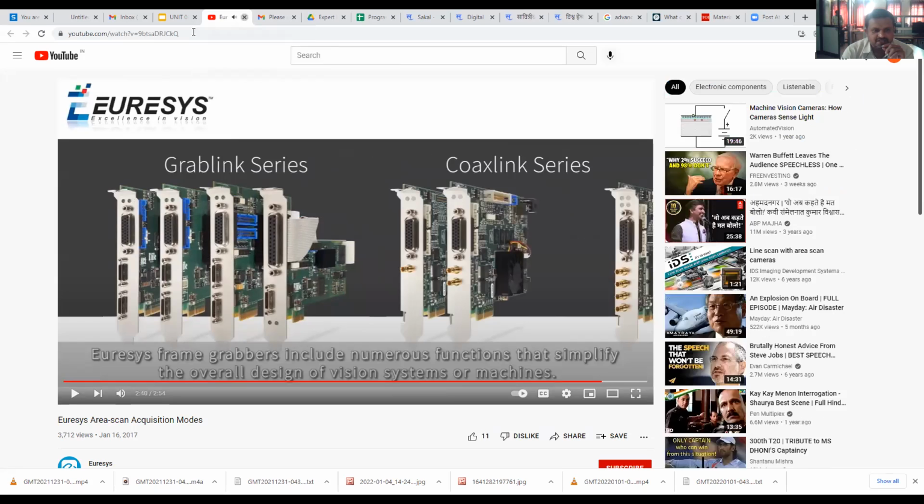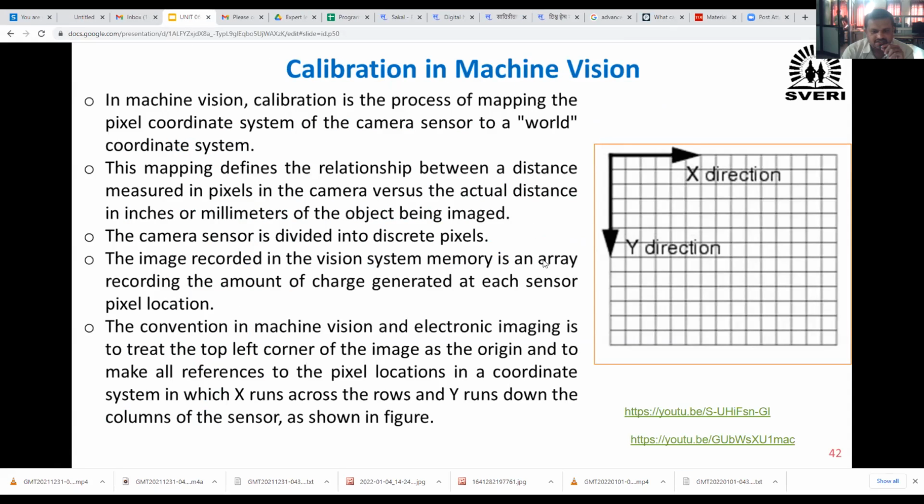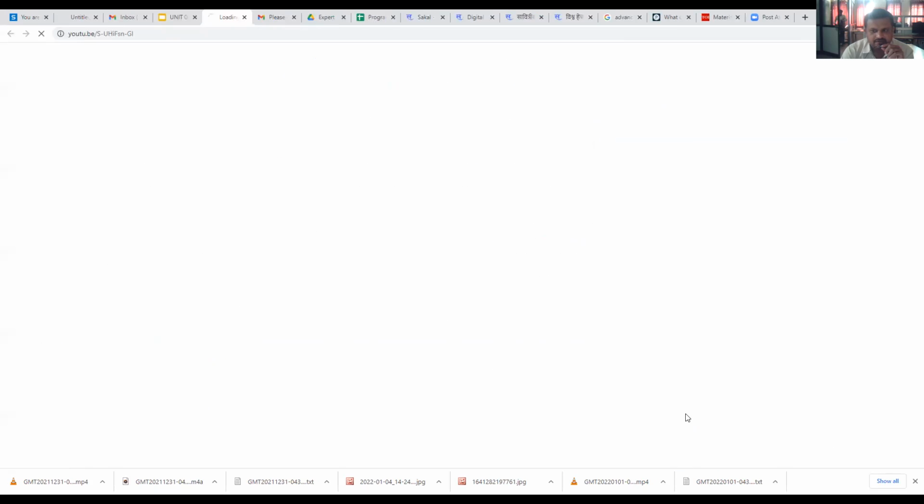Okay, this is nothing but area scan, and last we will see that is calibration, and then we will stop.